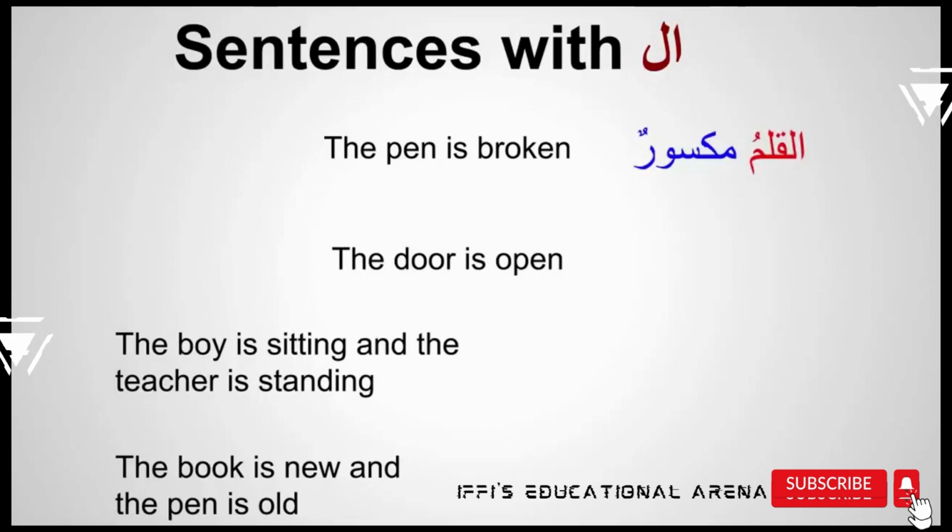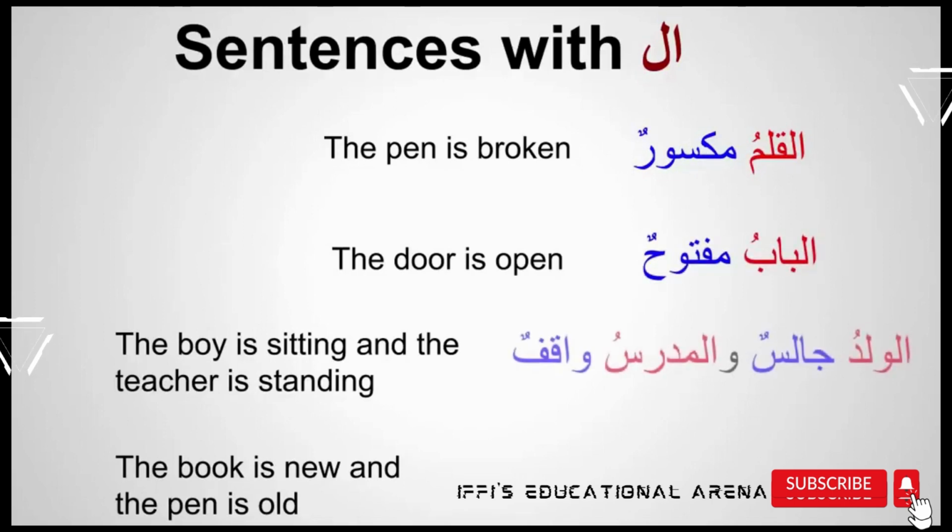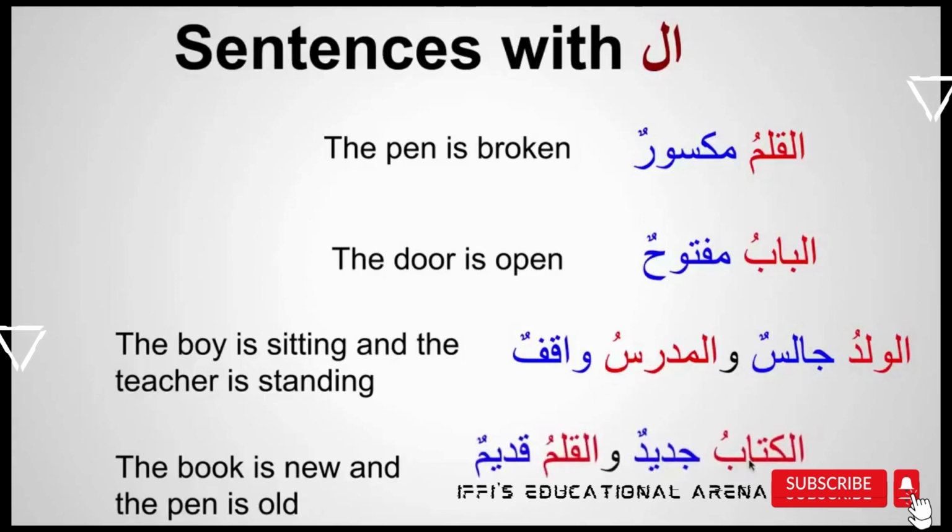For example, al-qalamu maksurun, the pen is broken; al-babu maftuhun; al-waladu jalisun, the boy is sitting; wal-mudarrisu waqifun, the teacher is standing; and al-kitabu jadidun, wal-qalamu qadimun, the book is new and the pen is old. If you see in all these sentences, the mubtada begins with al, and what you notice here is a sign of dhamma. It is not fatha or kasra, it is a sign of dhamma.